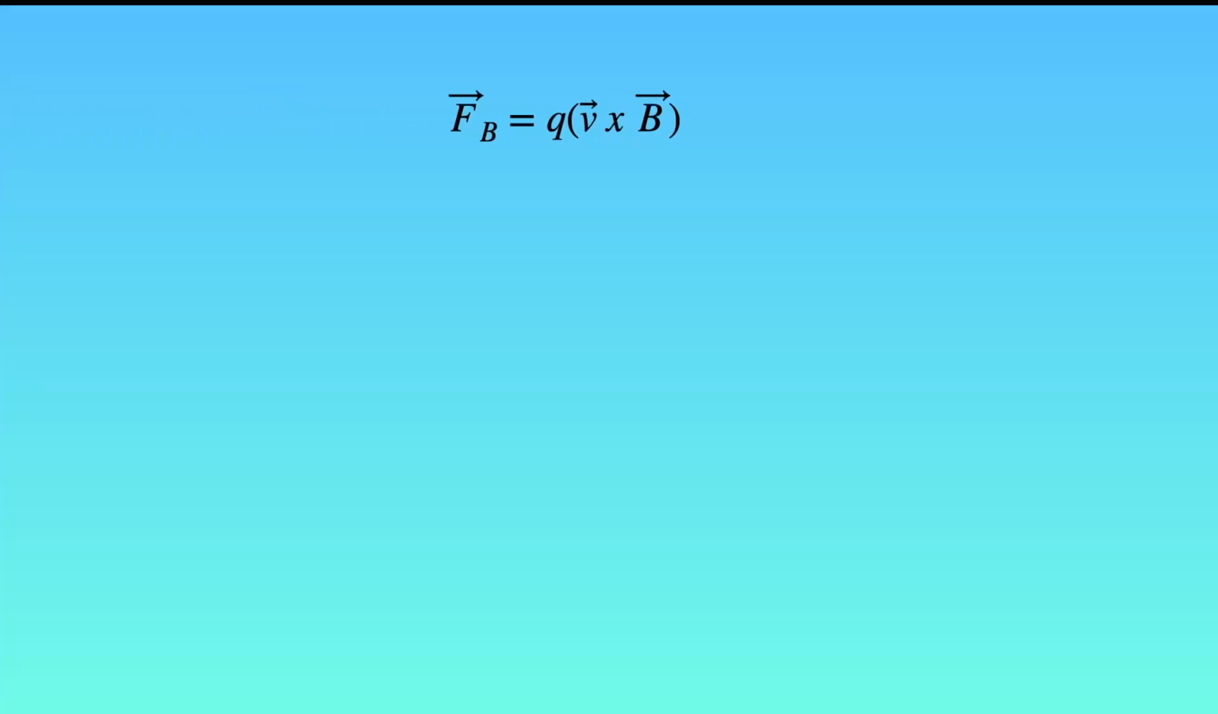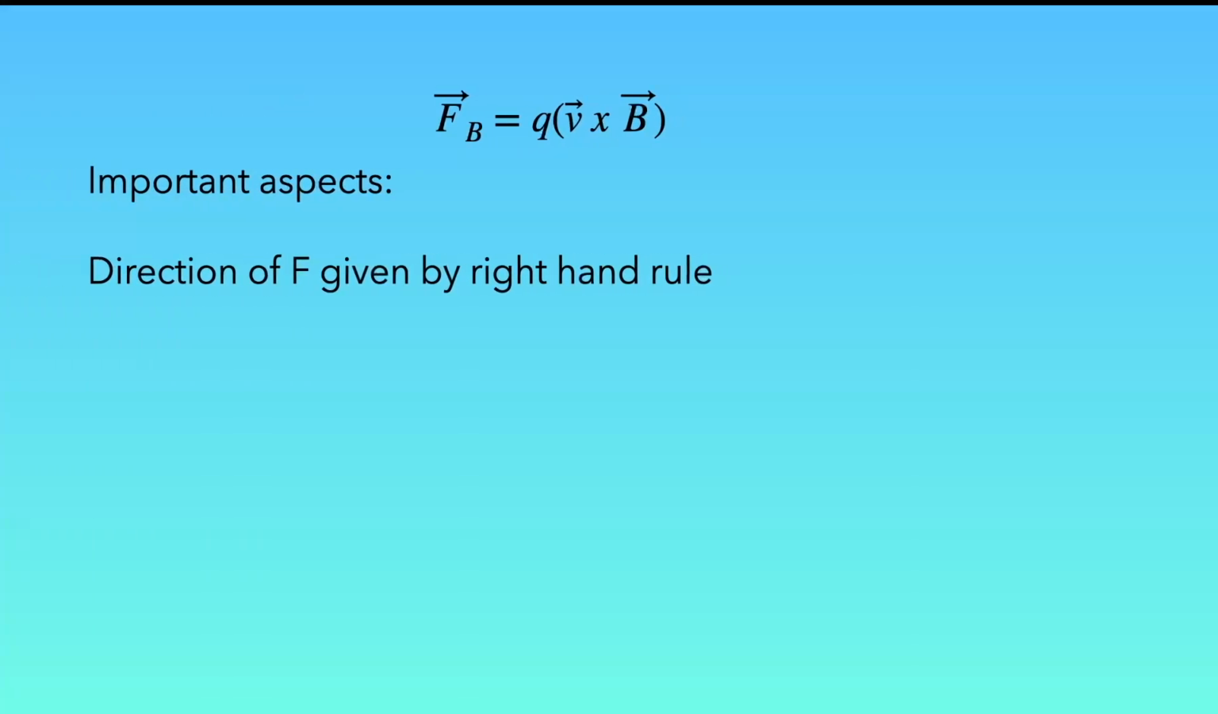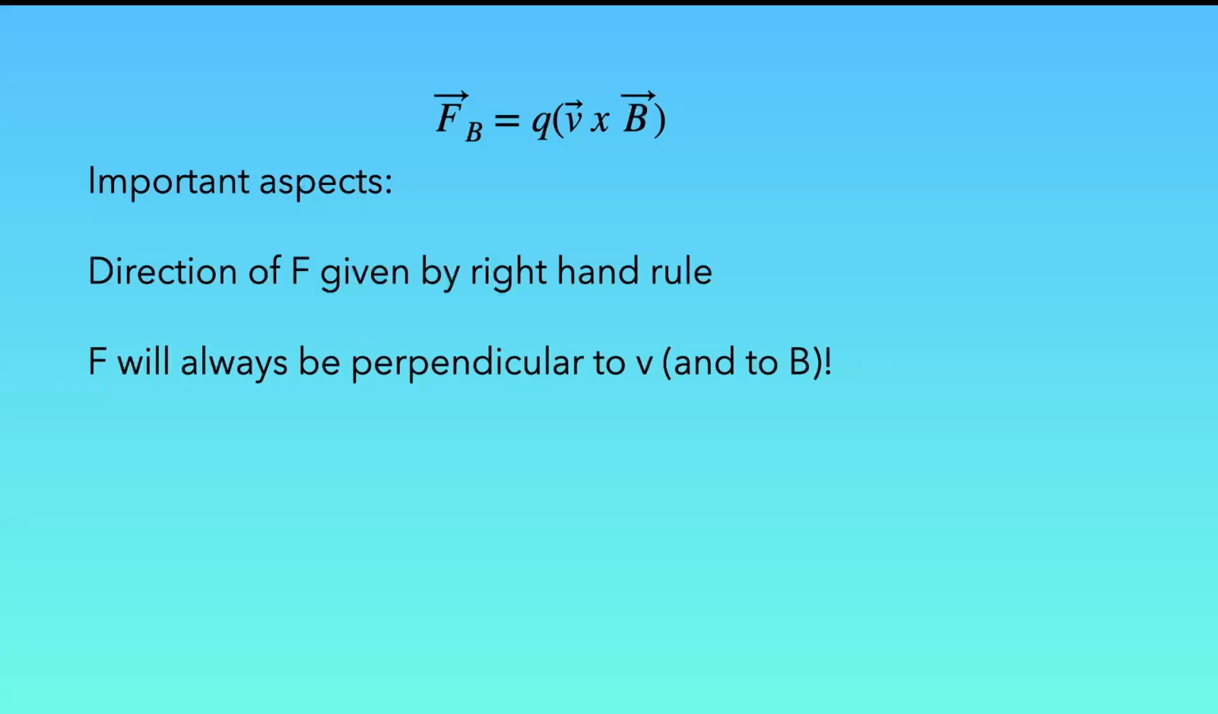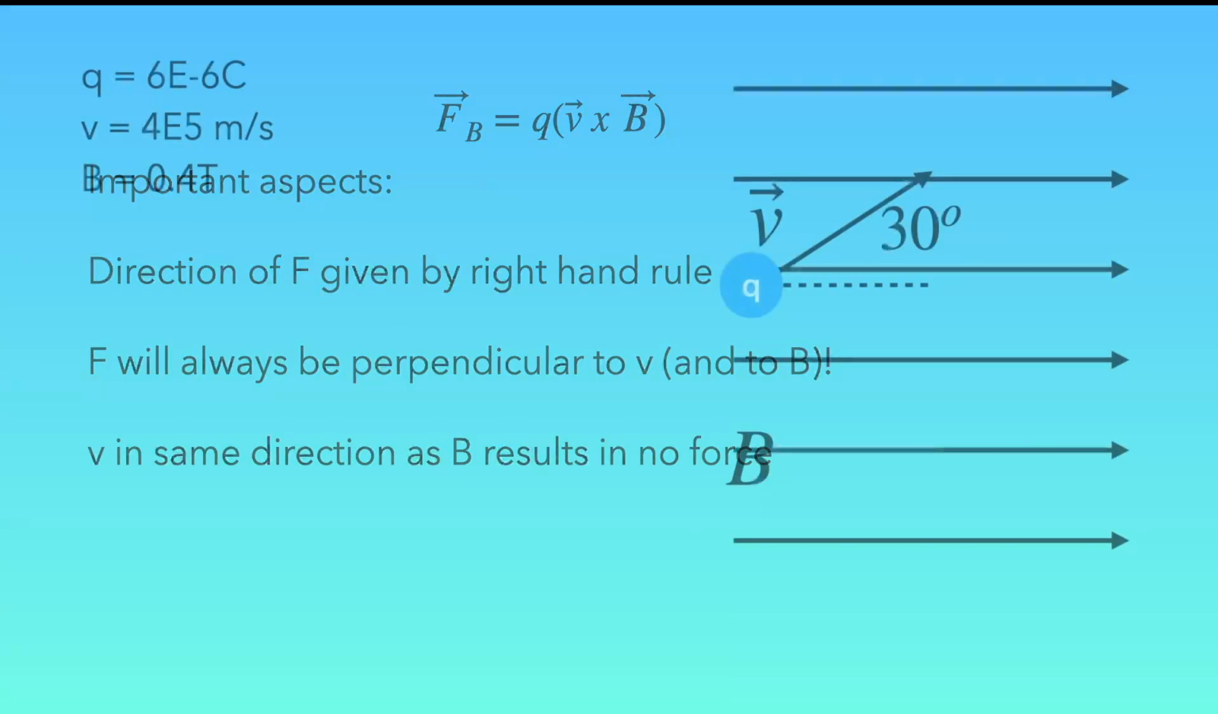Now here's what's kind of important. There's the equation. Some important aspects. The force is given by the right-hand rule, and it's always perpendicular to v and to B. So if you take the v-B plane, the plane that those two vectors lie in, we're always going to be perpendicular to that. v in the same direction as B always results in no force. So in other words, if v and B are parallel, there's no force on there. Okay, it's really v B sine of 0, right? So there's no magnetic force if it's traveling in the same direction as B. It's only the part perpendicular to B that results in a force.